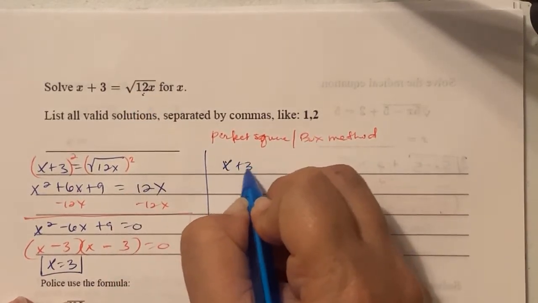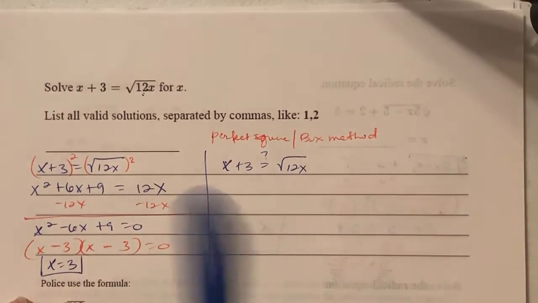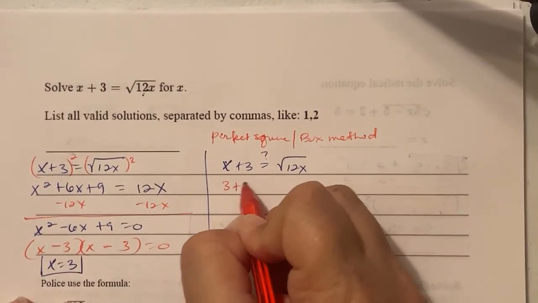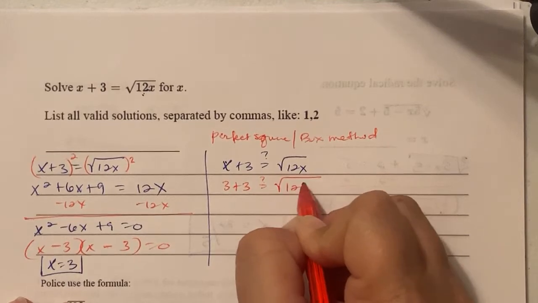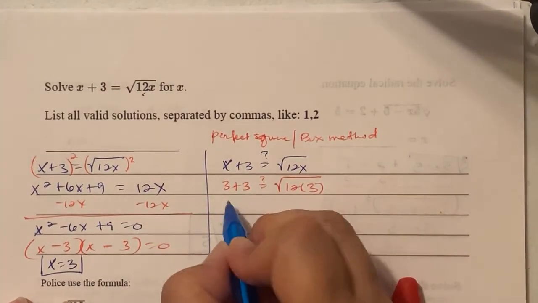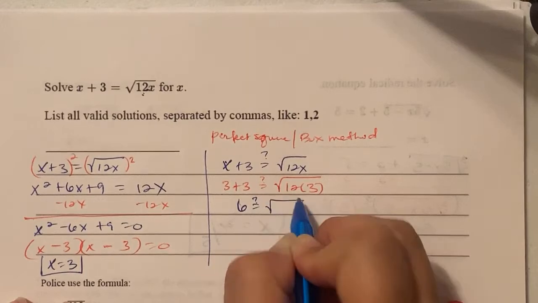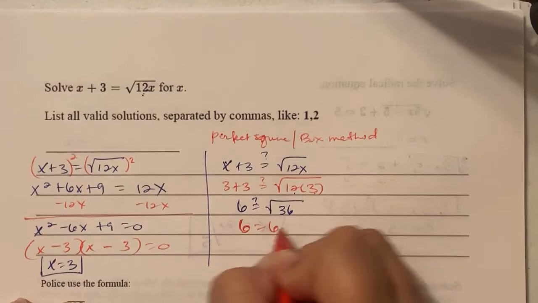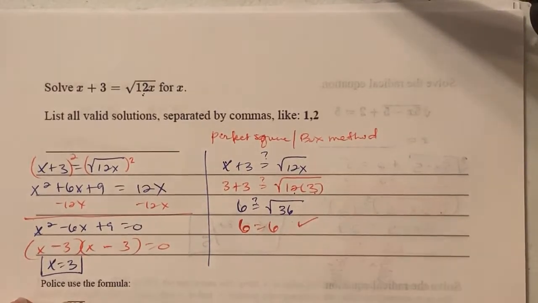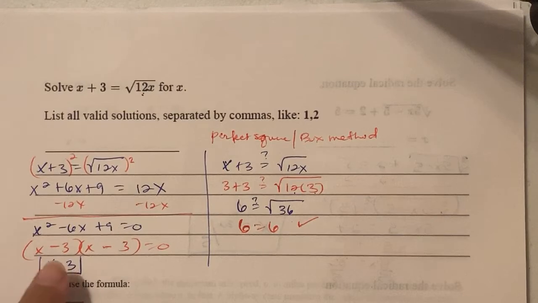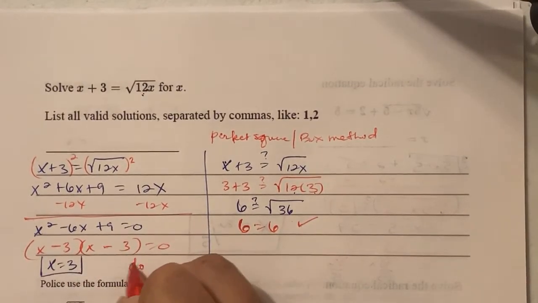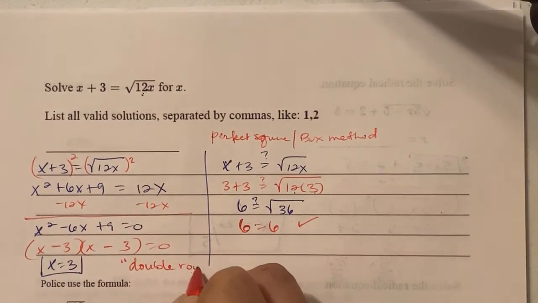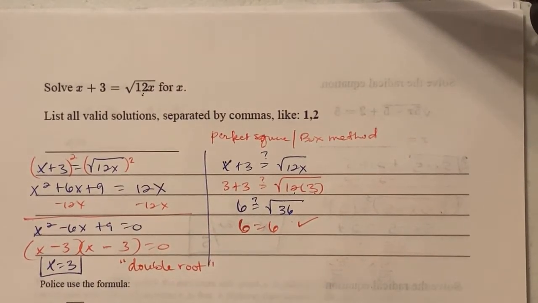So x plus 3, does that result in the square root of 12x? We're substituting in. 3 plus 3 is 6. 12 times 3 is 36 in the radical. So 6 equals 6 because the square root of 36 is 6. It worked. Now, in this instance, because it was two binomials repeated, the same binomial, this is known as a double root. There's two solutions, but only one actual physical answer.